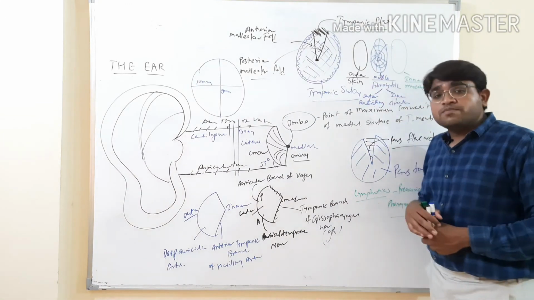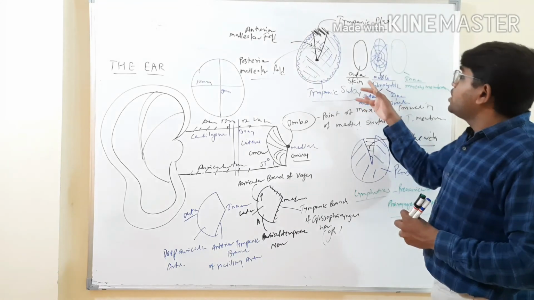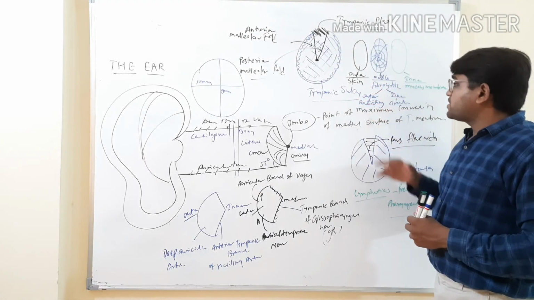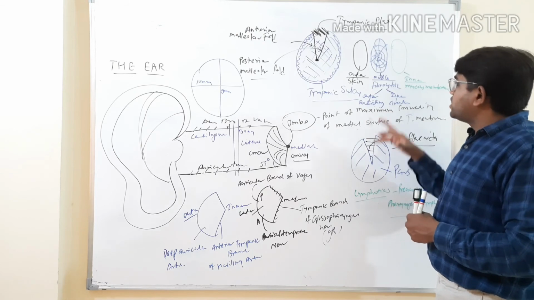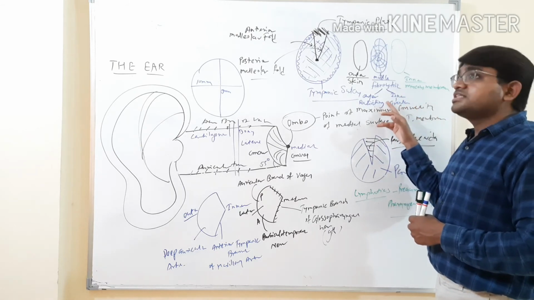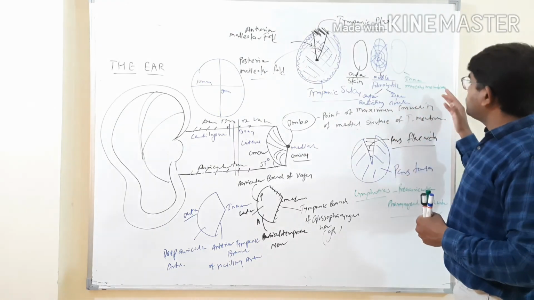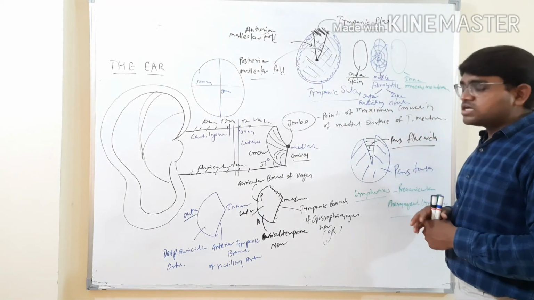The tympanic membrane is composed of three different types of tissue. On the outer side, it is lined by skin. In the middle, it is fibrous tissue. There are two types of fibers: on the outer side, radiating fibers, and on the inner side, circular fibers. On the innermost side, it is lined by mucous membrane.